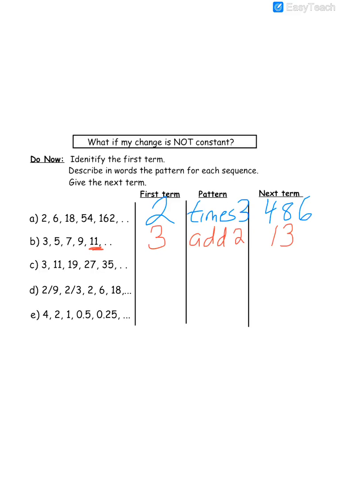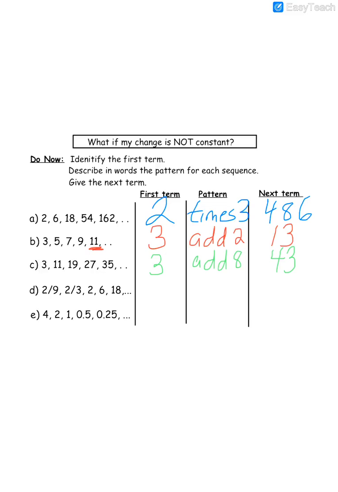3, 11, 19, 27, 35. Okay, the first term of this sequence is a 3. How do I get from 3 to 11, 11 to 19, 19 to 27, and 27 to 35? I believe I am adding 8. If that is the case, what's 35 plus 8? I would get 43. Okay, let's try this cool color.